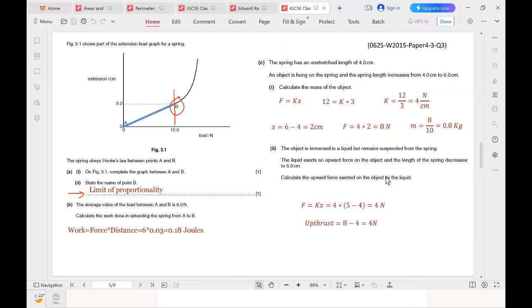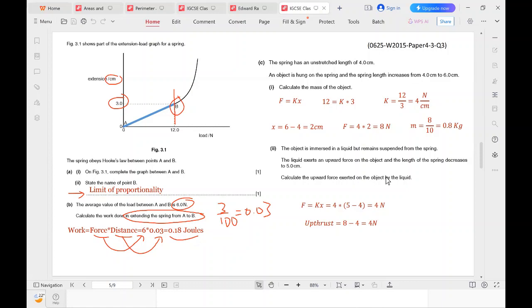Next, the average value of the load between A and B is 6. Calculate the work done in extending the spring from A to B. The graph tells us that the extension here is 3 centimeters. So we need to first convert that into meters. That becomes 3 divided by 100, which is 0.03. That's the extension or the distance traveled. Since work is force times distance, and the force is 6, force equals 6, distance equals 0.03. So the work is 0.18.